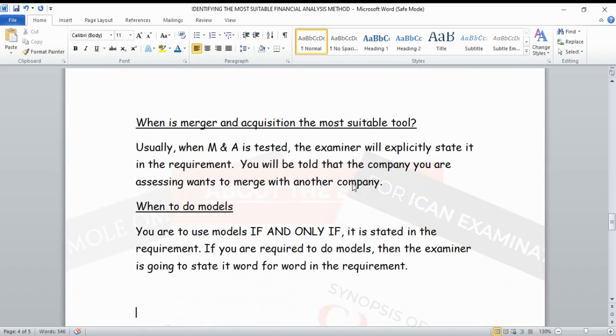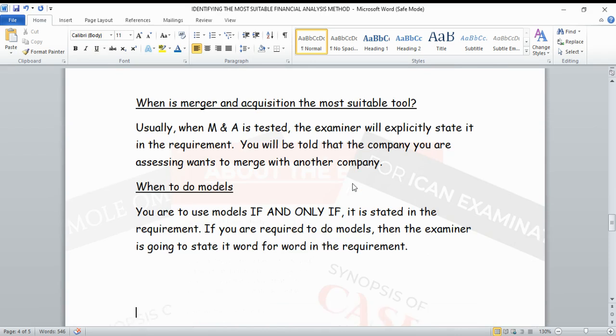So the next one is: how do I know that I'm doing merger and acquisition? M&A. When they're asking you a merger and acquisition question, they'll go straight. They'll tell you explicitly: do merger and acquisition for us. So you'll be told. That one, the question is usually very, very direct.